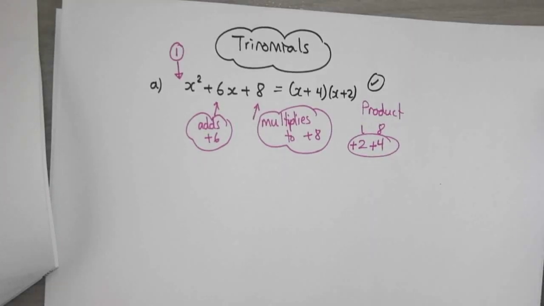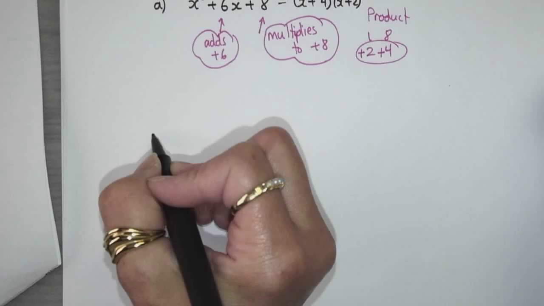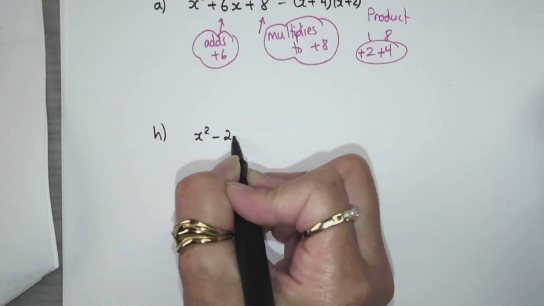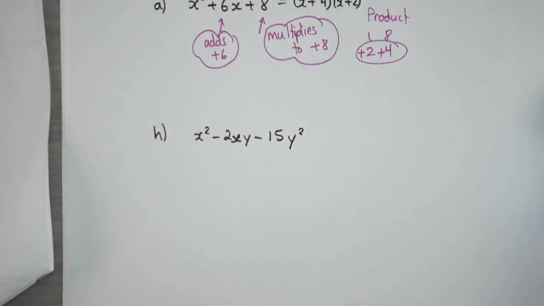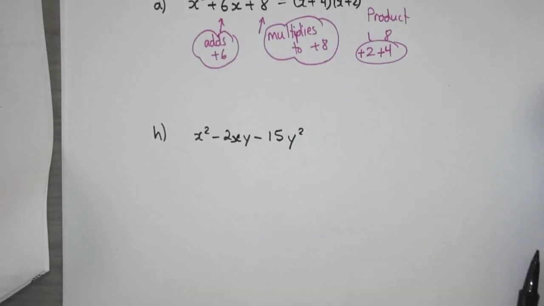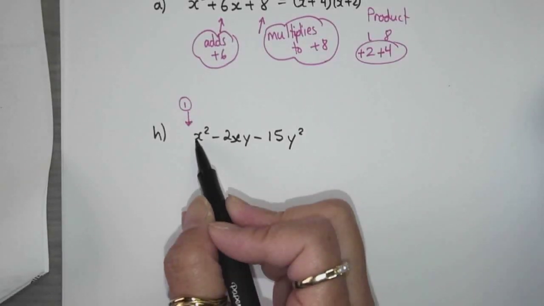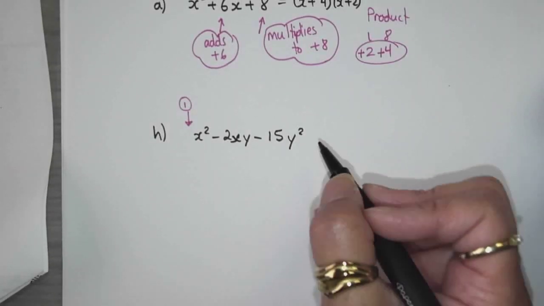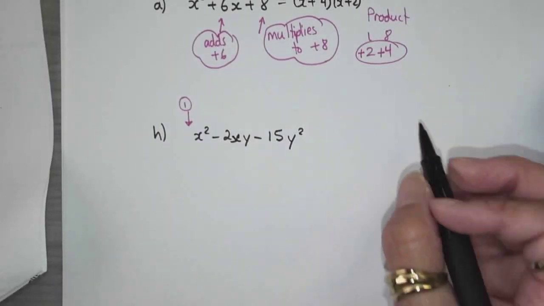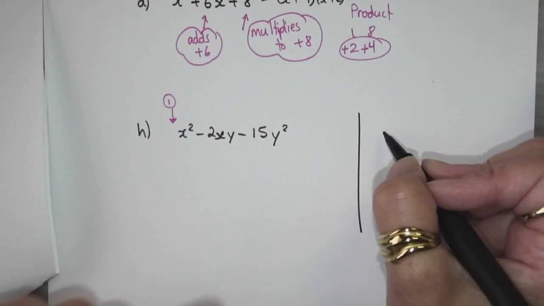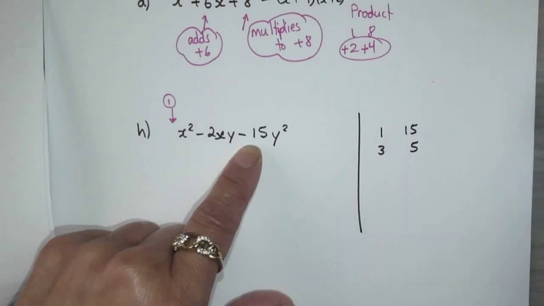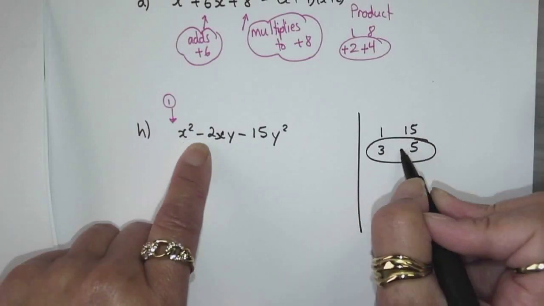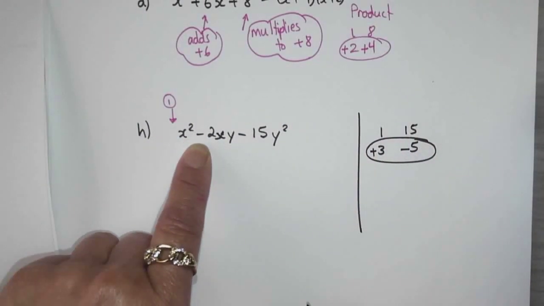These are simple ones. Again, here we've got the x squared. So I'm going to jump to h, and it's x squared minus 2xy minus 15y squared. The only thing different here is that it is still a simple one, because the coefficient is 1, and it has the x and the y. We know it's going to multiply to 15: 1, 15, and 3, 5. There's only two choices. We know it's 3, 5, as long as 5 is negative and 3 is positive. It should be that fast.